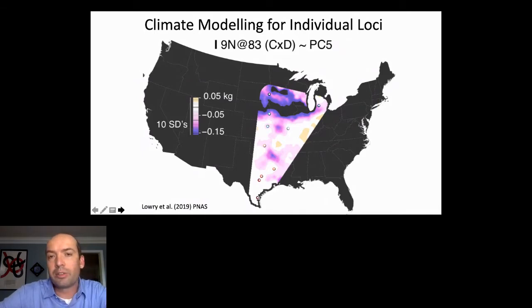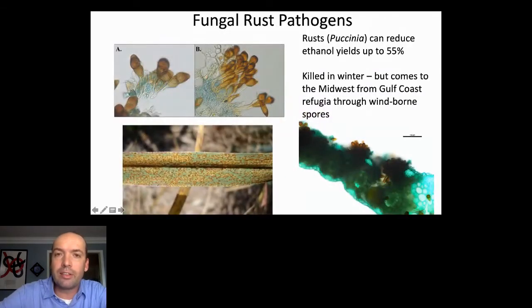But then we came to the realization that it would be a great system for understanding fungal pathogen resistance. We thought that because we knew there were differences in resistance between upland and lowland plants, and that the lowland plants were typically more resistant to fungal pathogens. We focused our efforts mostly on rust to start with, because we knew from a study about 6 or 7 years ago that rust could reduce ethanol yields by up to 55% in switchgrass plants.